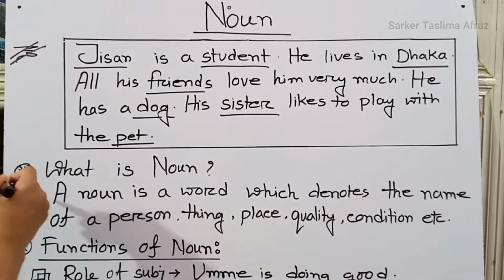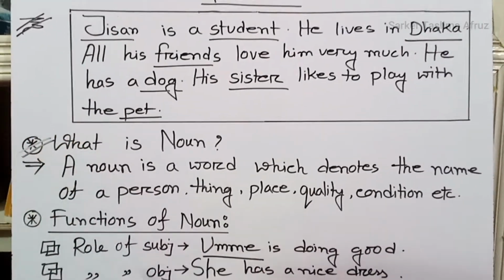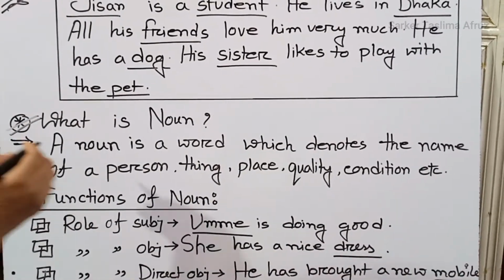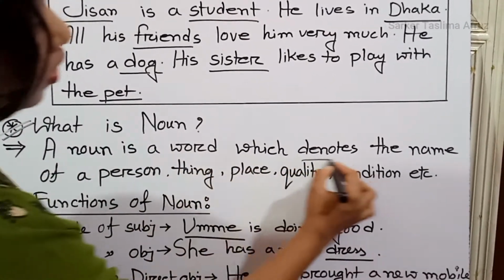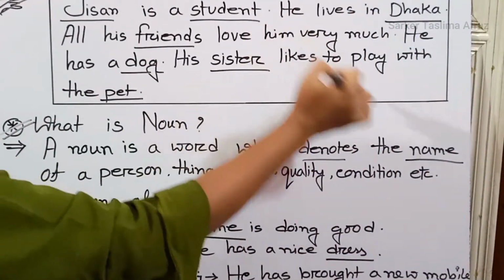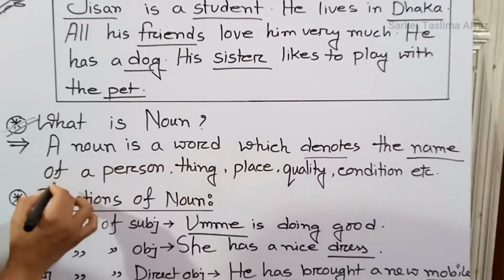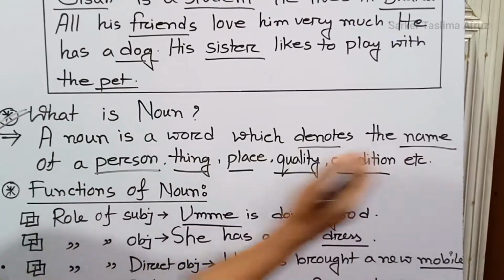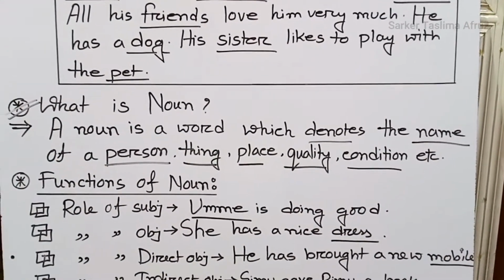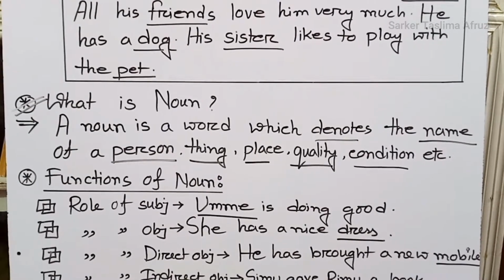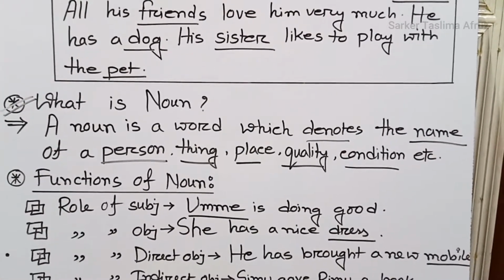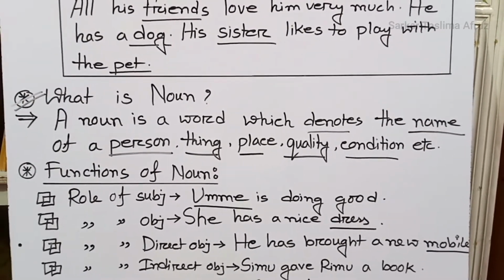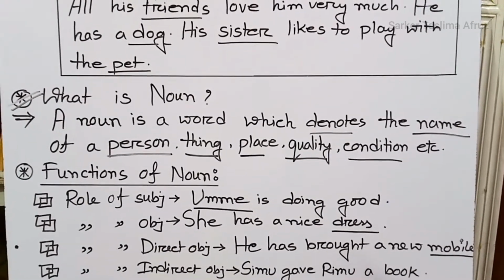Well, here is a definition for you. You can see I have written here what is noun. Well, a noun is a word which denotes the name, as I have already mentioned in the above lines, the name of a person, thing, place, quality, condition, and like this. So learner, I hope you understood any kind of name is called noun, and it has great importance in English grammar. Without noun, of course, you will not find any subject, object like this. So this topic is really very important.